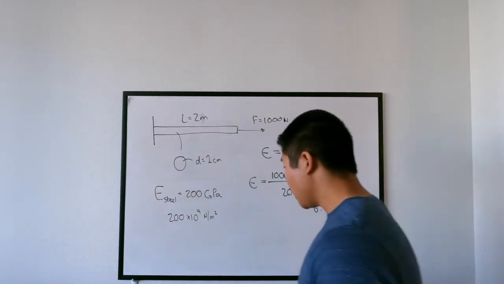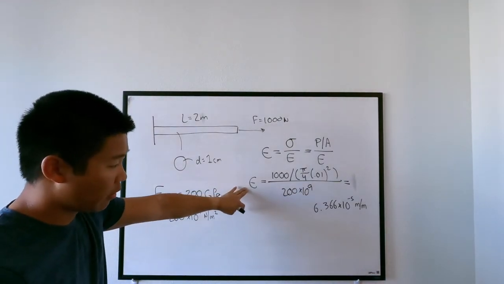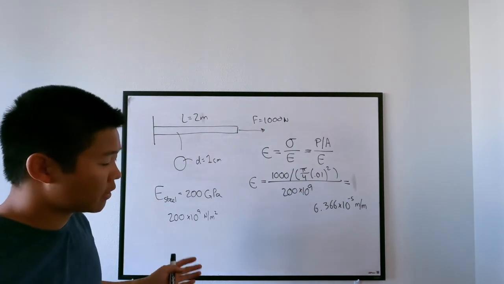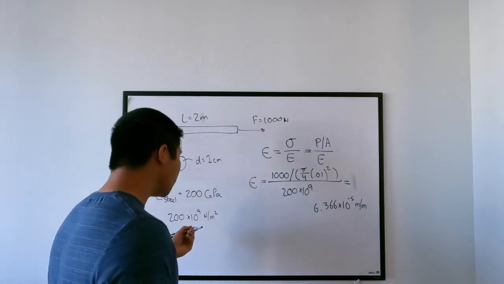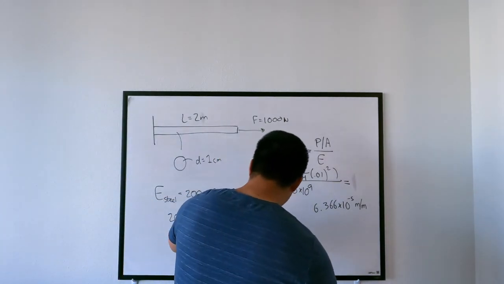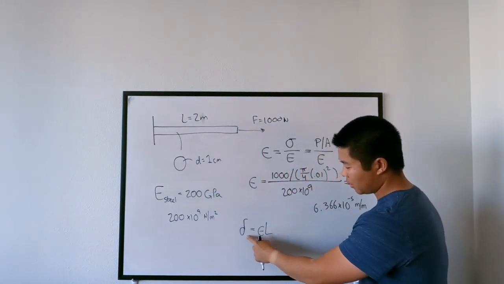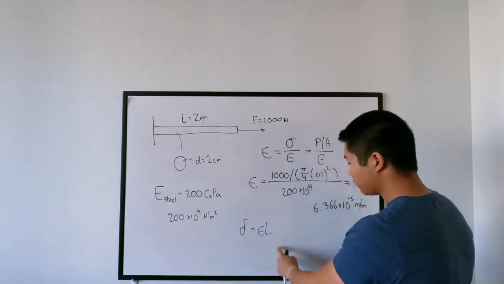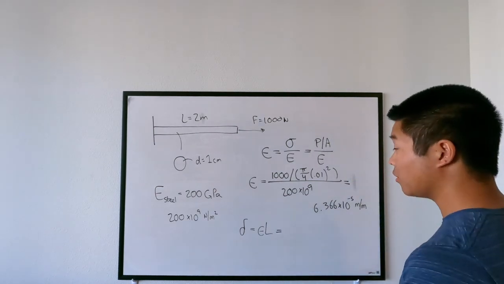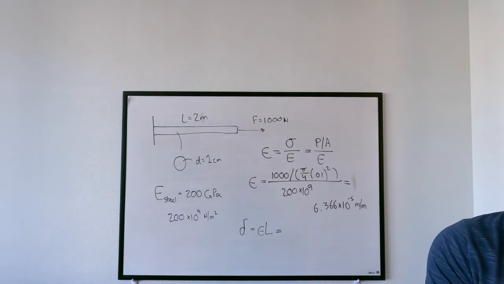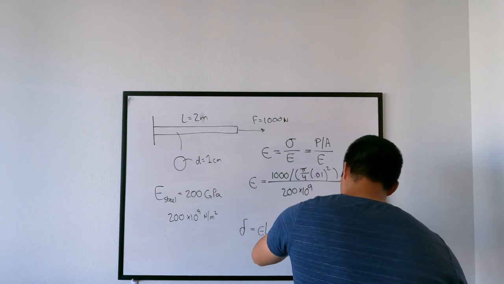So this is the strain. Remember, this is just the percent elongation. So it's 6.366 times 10 to the negative 5 meters for every meter. That's going to be the strain. But if I'm interested in the overall deflection, it's simply going to be epsilon multiplied by L, because as you remember before, epsilon is equal to delta over L. I just multiplied L to the other side. Because I know this value, I can multiply it by my length, which is 2 meters, and I find 1.27 times 10 to the negative 4 meters.